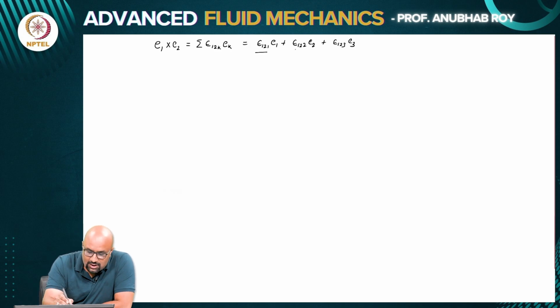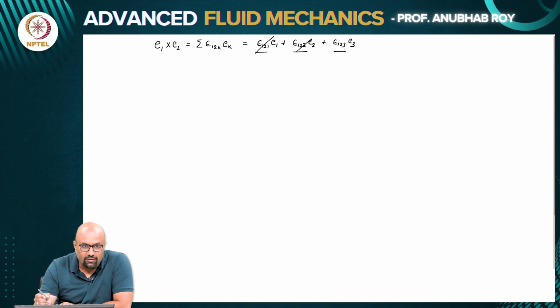Now, let us check these permutation symbols. The first two have indices which are repeating. In the first one, 1 and 1 repeat, in the second one, 2 repeats. So effectively these are all going to be 0. And in the third one, you have epsilon 1 2 3, and if I go back to what we learnt in the permutation symbol definition, epsilon 1 2 3 would be plus 1. So I get plus E3.